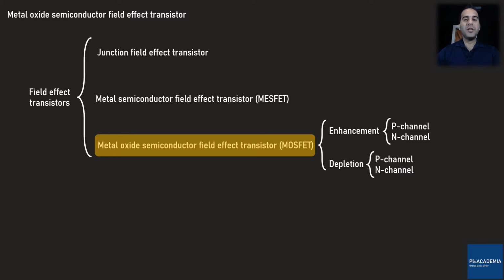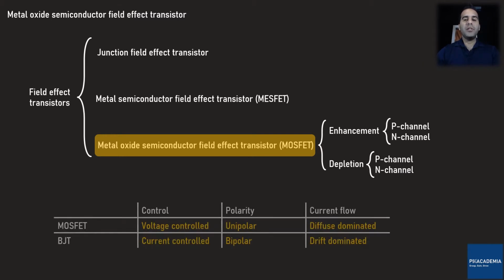MOSFET is a three-terminal device and, similar to a BJT, can be used either in switching or amplifying applications. However, they have differences. I think it is a good idea to compare the MOSFET and BJT in terms of control, polarity, and current flow. This comparison will help us decide where to use a MOSFET or BJT in a particular application.